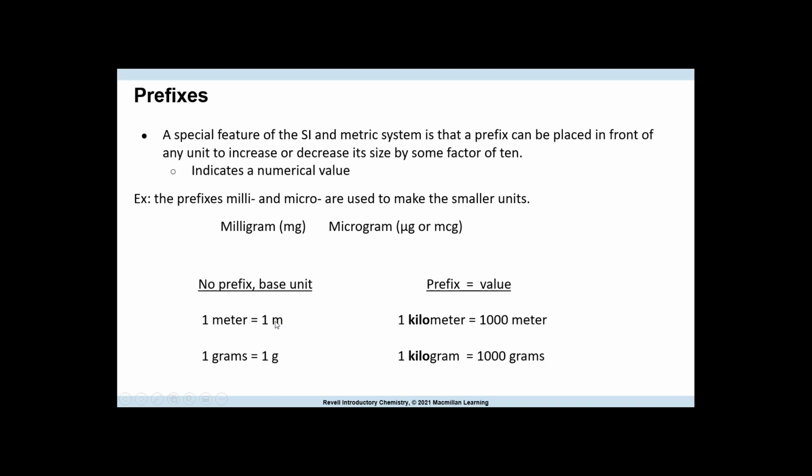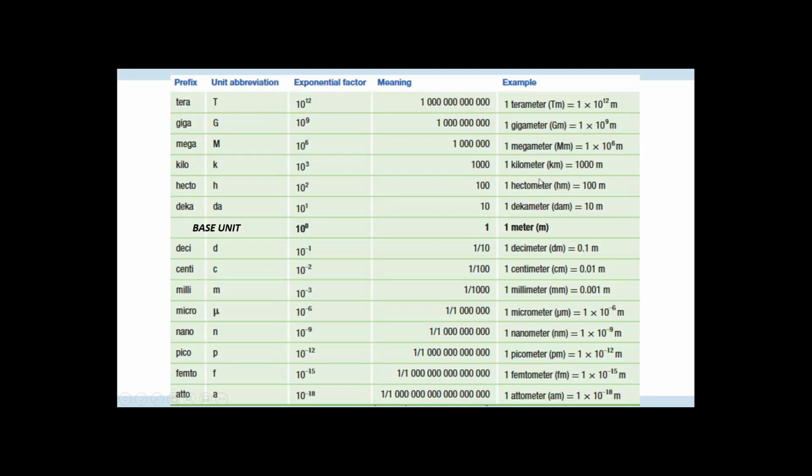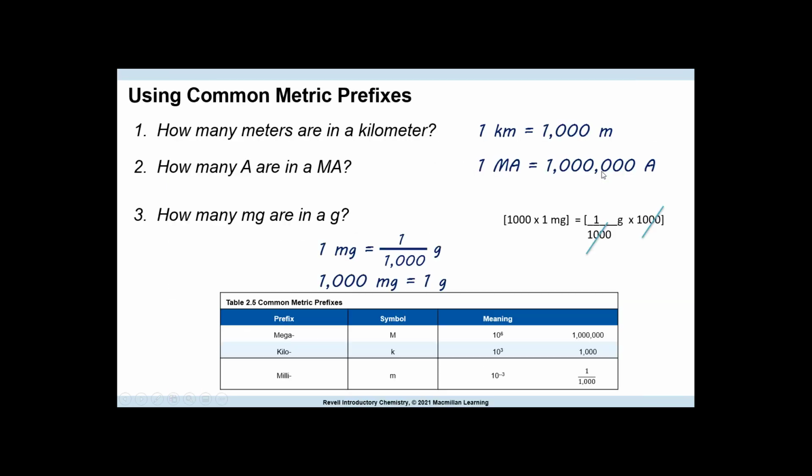So again, you can start with a base unit. The base is whatever it is that you have, and you can make it smaller or you can make it larger. So if we want to make this larger, we add a kilo in front, and now we have 1,000 meters compared to 1 meter. So 1 kilometer equals 1,000 meters. 1 gram, that should be not an S, is 1 G. We want larger, is 1 kilogram. We now have 1,000 grams. And that's where you see here, kilo means 1,000 equals 1,000 meters.